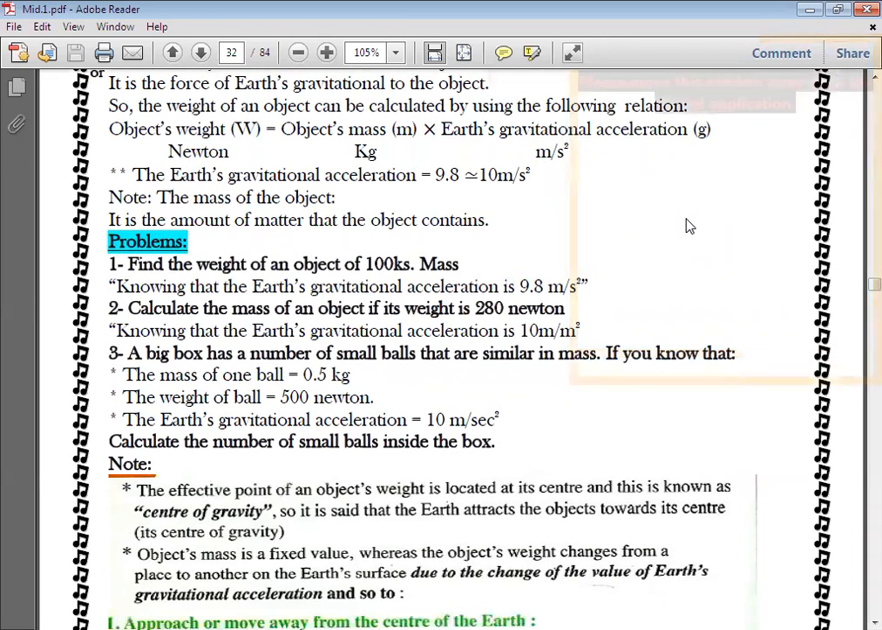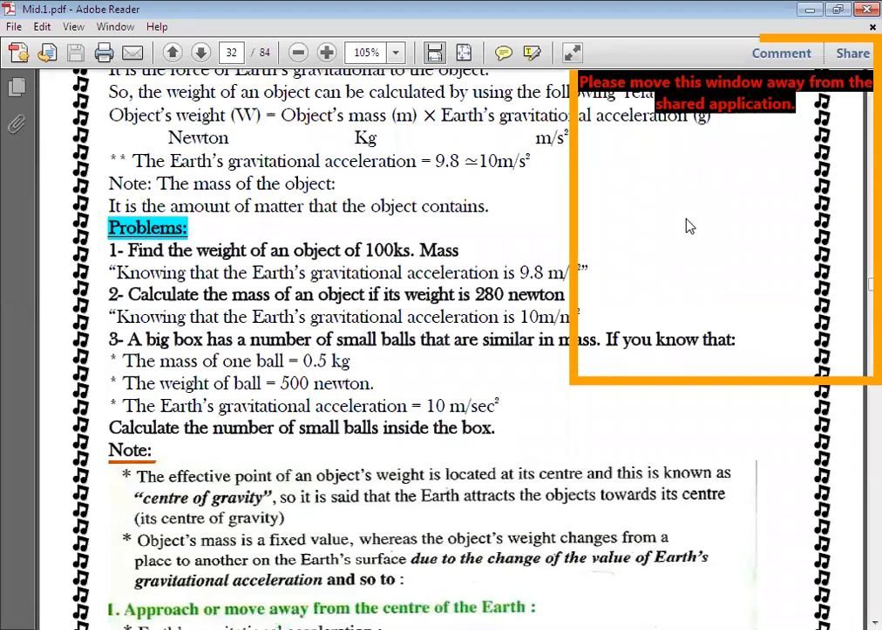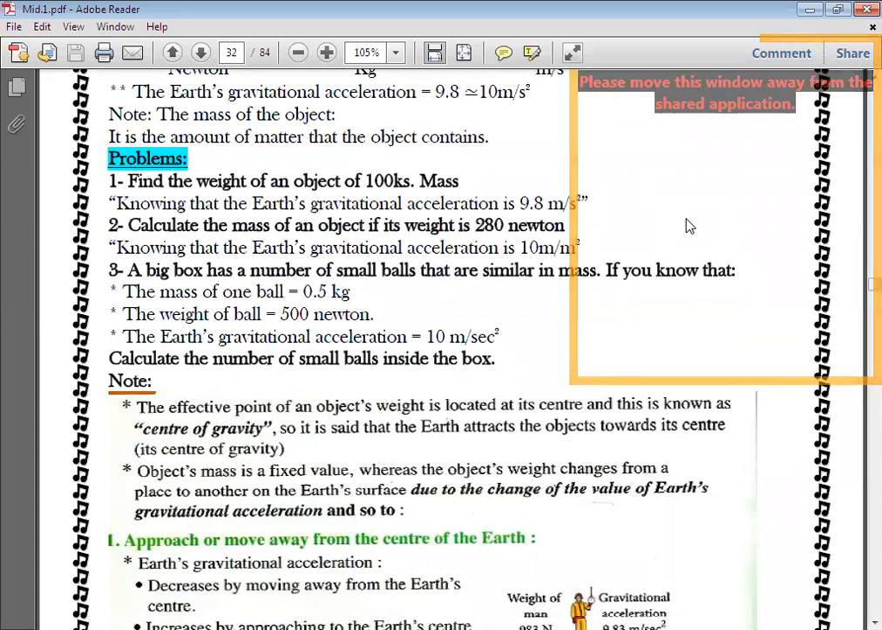In this lesson, you should know that the effective point of an object's weight is located at its center. So the effective point of the gravity is the center of the gravity. It is said that the Earth attracts the object towards its center. An object's mass is a fixed value, as we said, but the weight is variable.